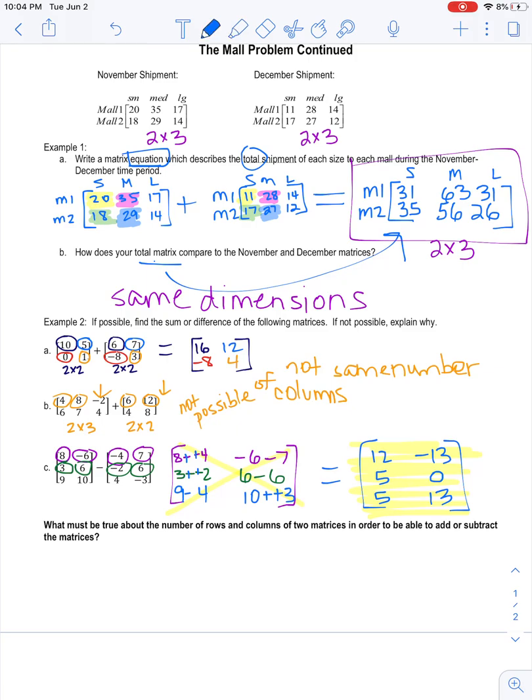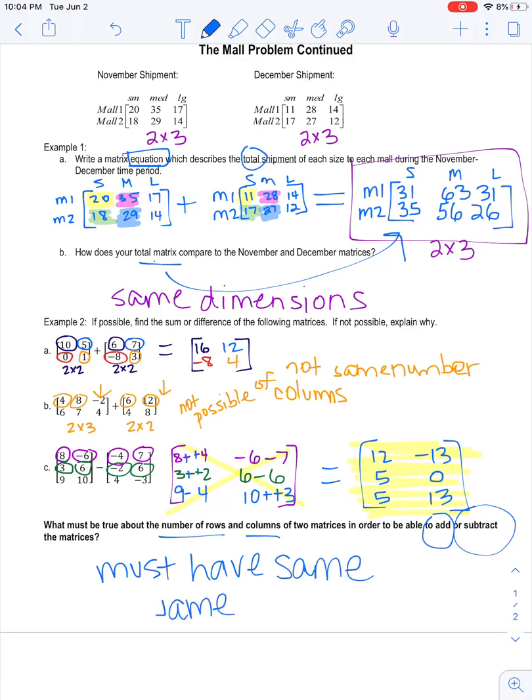All right, once again, to summarize here, what must be true about the number of rows and columns of 2 matrices to be able to add or subtract? They must have the same dimensions. So we must have the same number of rows and same number of columns for the 2 matrices, or else it's not possible. All right, that concludes our lesson on adding and subtracting matrices.